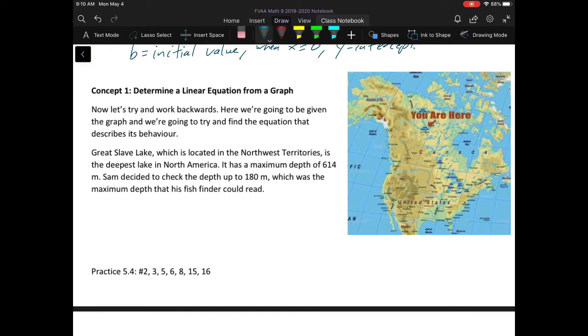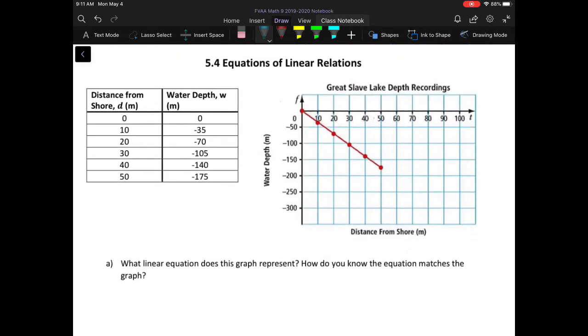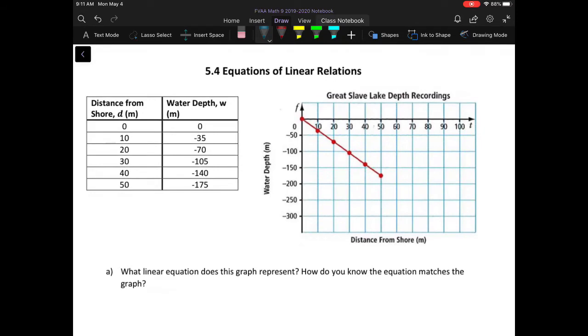behavior. Great Slave Lake, which is located in Northwest Territories, is the deepest lake in North America. It has a maximum depth of 614 meters, okay, more than half a kilometer deep. Sam decided to check the depth up to 108 meters, which was the maximum depth that his fish finder could read. So this is the data that he got on his fish finder, okay?